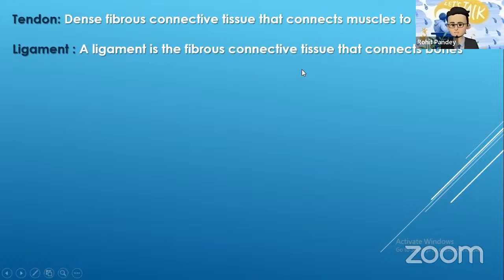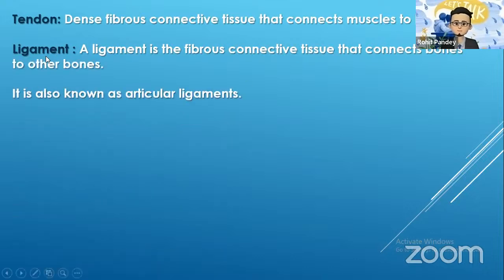A ligament is fibrous connective tissue that connects bone to bone. It is like bone on both sides, and a fibrous connective tissue which connects between the bone and bone, that is called ligament. It is also known as articular ligament.